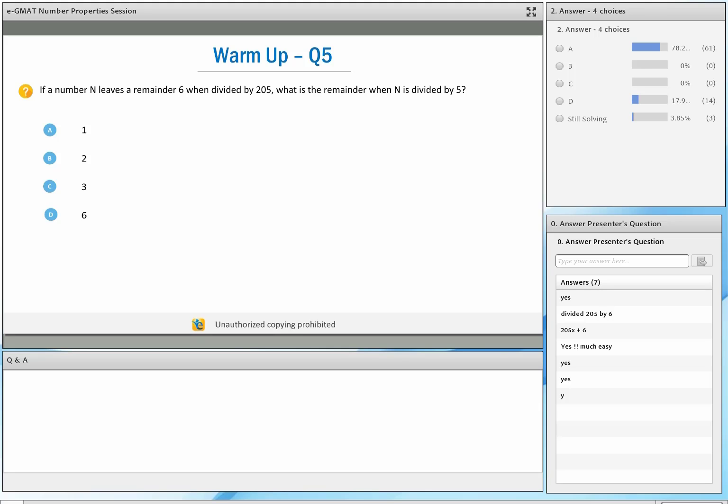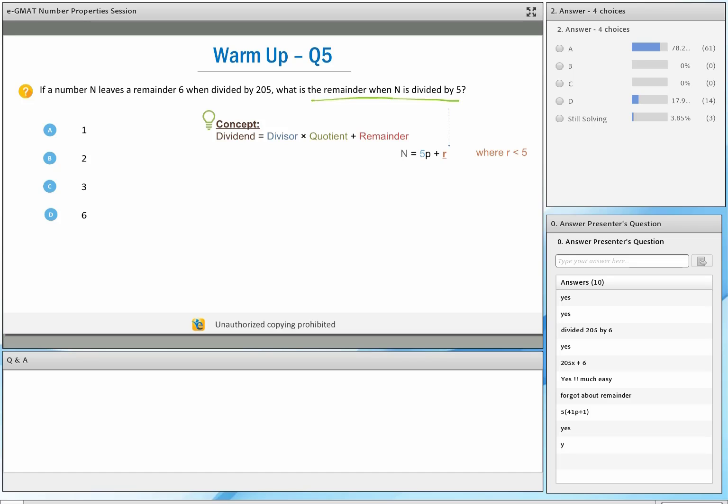Now, for those of you who selected choice D, my feedback to you is you got the approach, but you missed one process skill, and I want you to make a note of that. So let me walk you through this. Same drill, translating it, utilizing the concept, right? And what you get is n is equal to 5p plus r, but keeping in mind the constraint on the remainder. Again, applying constraints is very, very important.